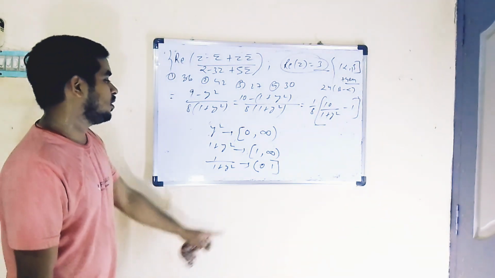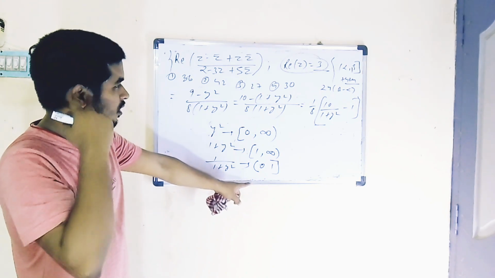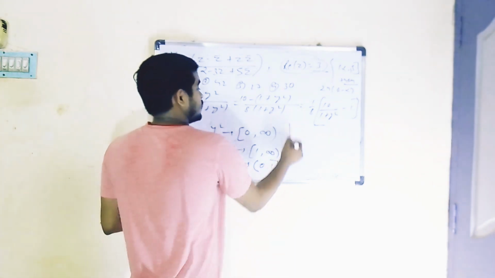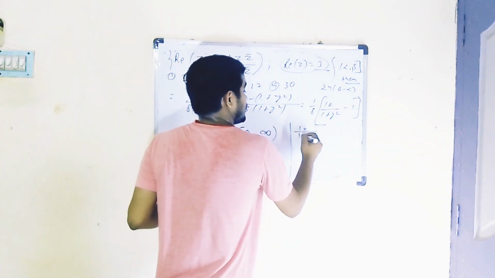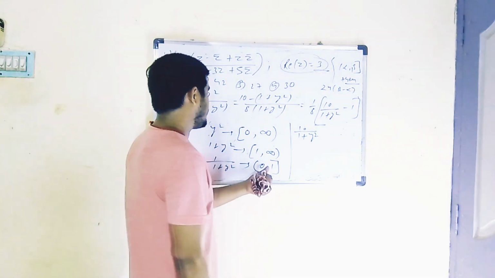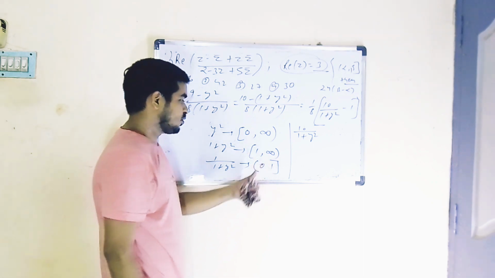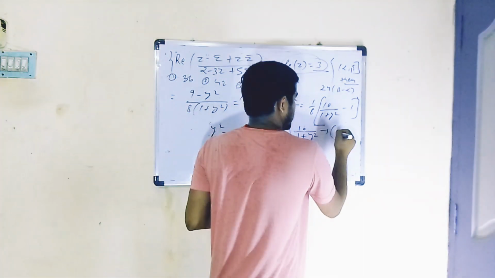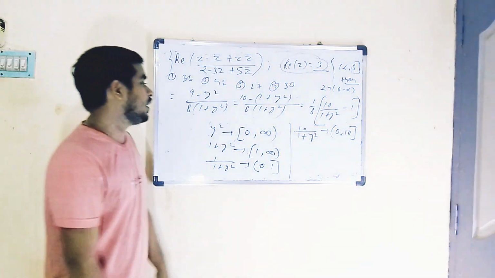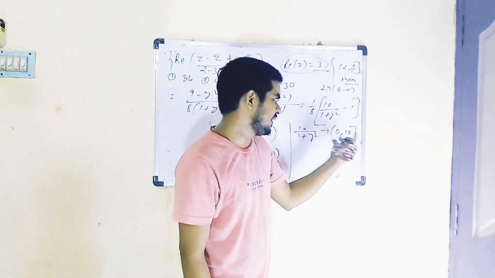No issue. So if this is the value, I need 10 divided by 1 plus y square. Yes or no? So it is into 10: 10 into 0 is 0, and 1 into 10 is 10. So the value will come 0 to 10. Do you agree? So 10 by 1 plus y square is open interval 0 to close interval 10.